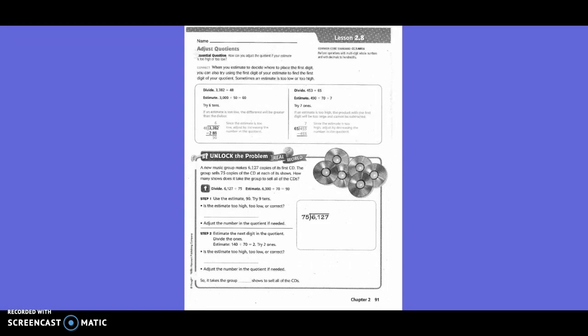Try 9 tens. So if we did 9 tens, so if we took what? 75 times 9. 5 times 9 is 45. Put a 5, carry the 4. 9 times 7 is 63. Plus 4 is 67. So would that work? No. So the estimate is too high, low, or correct? Too high.